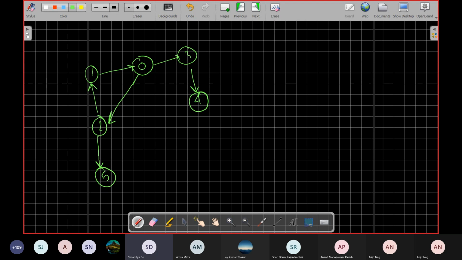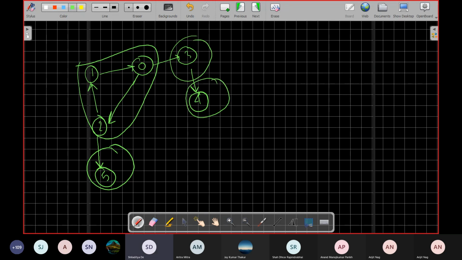Okay, same thing. Now tell me what the different components are from here. This is one component. This is one component. This is one component. This is one component. Okay. Yes, sir. Now do the DFS. Suppose we are doing the same thing. We are starting like this. This is our DFS. This is our stack.